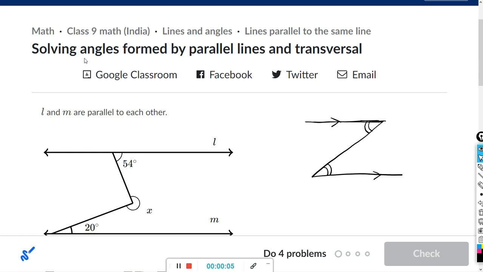This will be for the assignment, solving angles formed by parallel lines and a transversal. One thing you want to remember for this assignment: if you have two parallel lines and a transversal, and they make a Z shape or an N shape, the angles inside the Z or the N are going to be congruent, because those are alternate interior angles. It doesn't matter if the Z is written forward or backward, and same with the N shape.